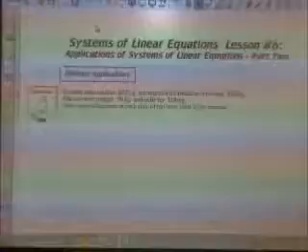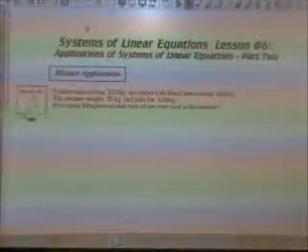6, Applications of Systems of Linear Equations, Part 2. So this continues on what we were doing yesterday with Part 1, Lesson 5.